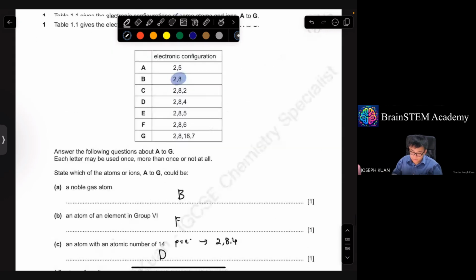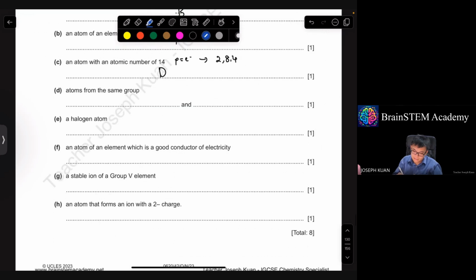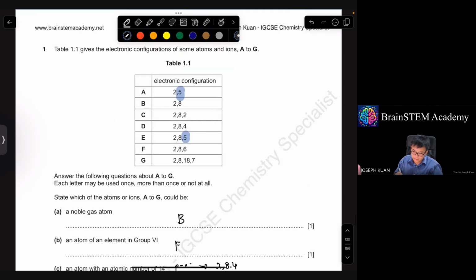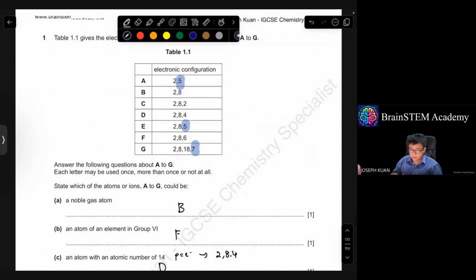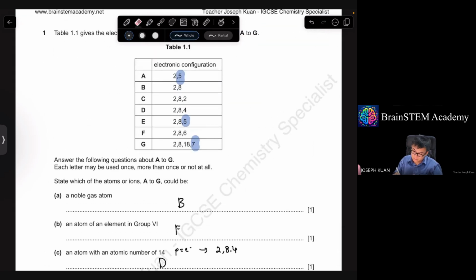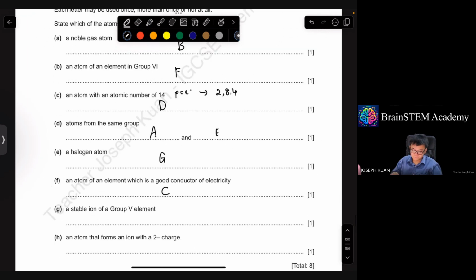Next, atoms from the same group should have the same number of valence electrons. So as you can see, it is A and E that have the same number of valence electrons. A halogen atom, halogen comes from group 7, so 7 valence electrons, G. An atom of an element which is a good conductor of electricity, so it will be a metal. A metal can be found in group 1, group 2, or the transition metal block. So C, which has 2 valence electrons.